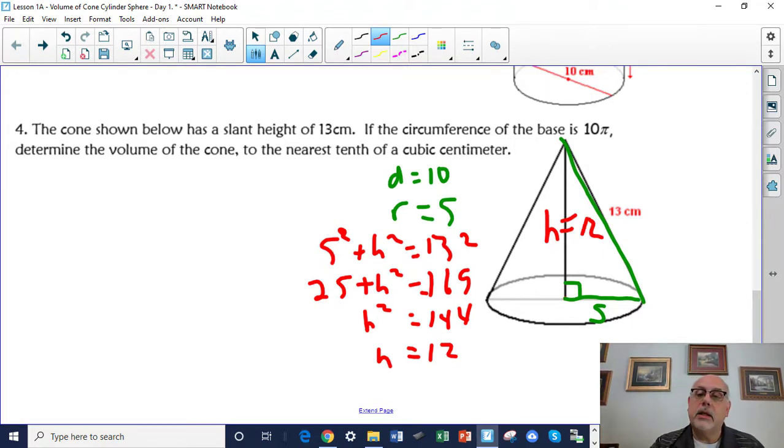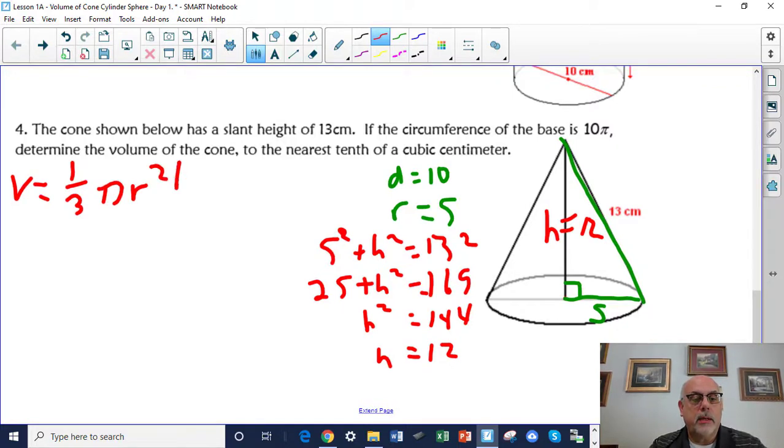Now you have everything you need for the volume formula. Volume is 1/3 pi r squared times height. I'm going to leave that for you to finish, but it is possible to come across a problem like that where you've got a slant height and you've got to figure out the altitude.